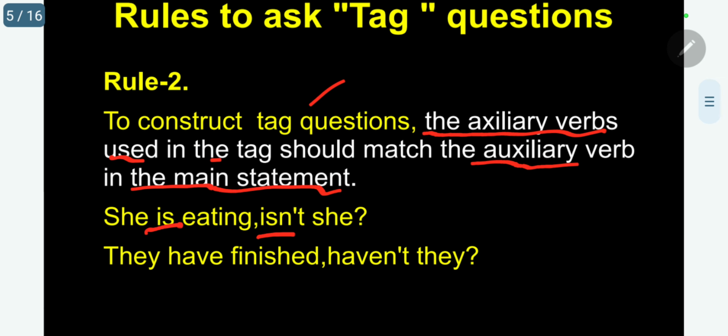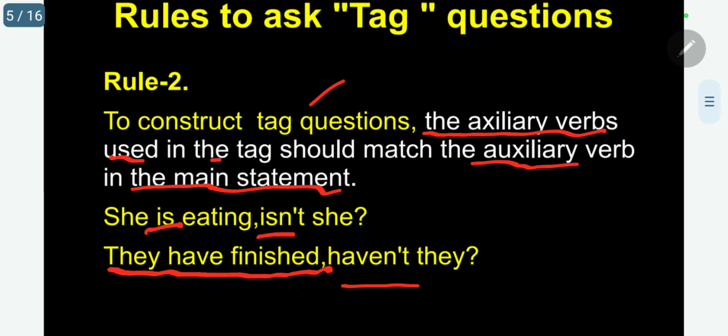Isn't she? In the same way, another sentence: They have finished. Haven't they? They have finished, positive. Have is the auxiliary verb. Haven't they? Negative. Here again we are using have. So the auxiliary verb comes in both the statement and the negative tag. This is a very, very important rule.